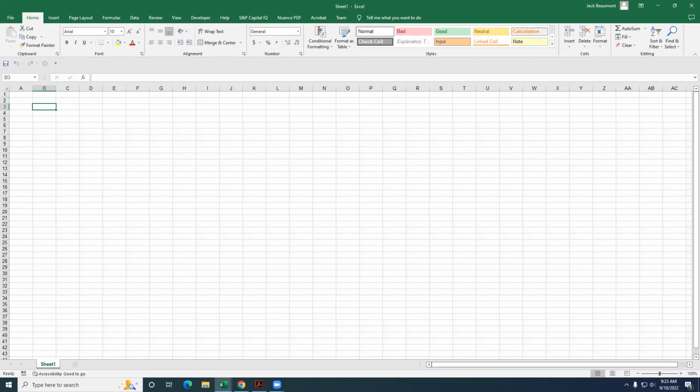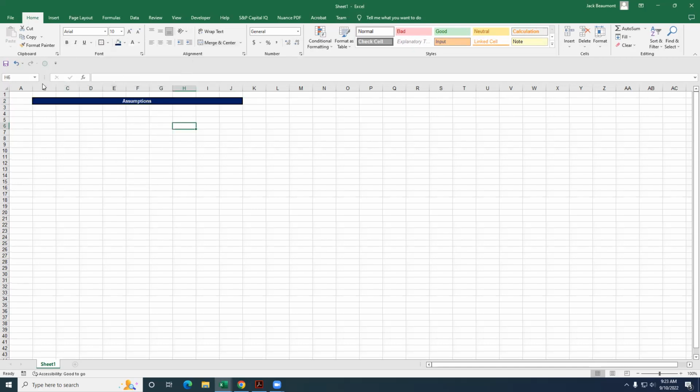First off, we're going to build kind of an assumptions page. So like this, assumptions. And for now, let's just make it about this big. You're going to hit merge and center. I'm going to color this, you can color it whatever color you want. Make this white, I'll bold that. I'm going to put a thick border on this.